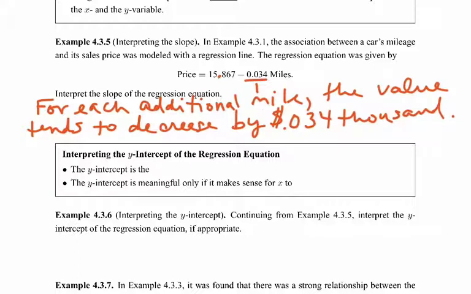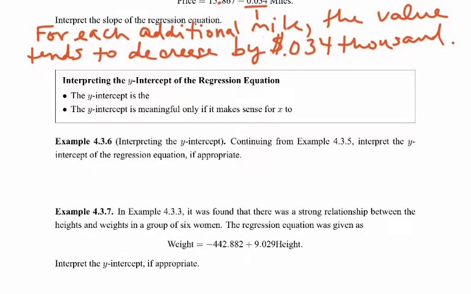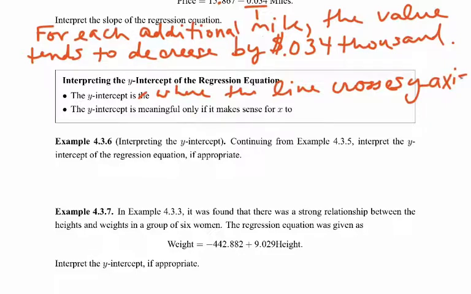So let's talk about the y-intercept and what does that mean for the regression equation. So the y-intercept, just like it was in algebra, is where the line crosses the y-axis. The y-intercept is meaningful only if it makes sense for x to equal 0. And we're going to see some situations where the y value is not meaningful because it doesn't make sense to have an x value of 0.